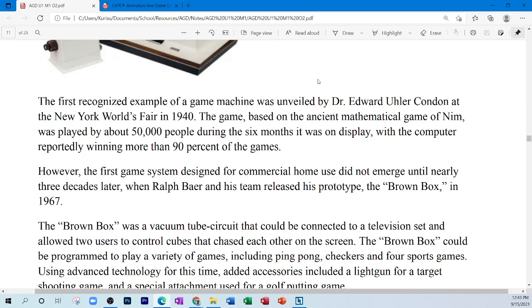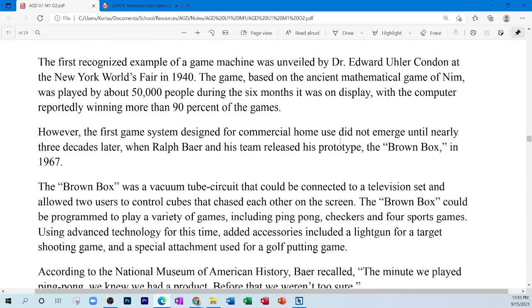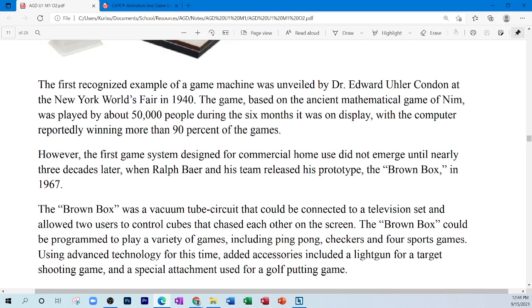The Brown Box was a vacuum tube circuit that could be connected to a television set and allowed two users to control cubes that chased each other on the screen. The Brown Box could be programmed to play a variety of games, including ping pong, checkers, and four sports games. Using advanced technology for this time, added accessories included a light gun for a target shooting game and a special attachment used for a golf putting game. Good. So let me analyze what we have read so far.